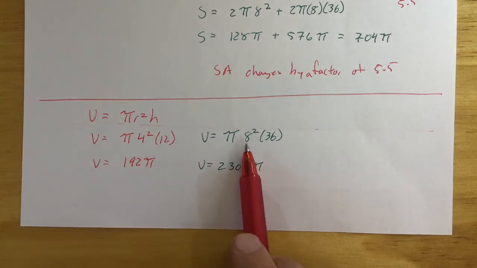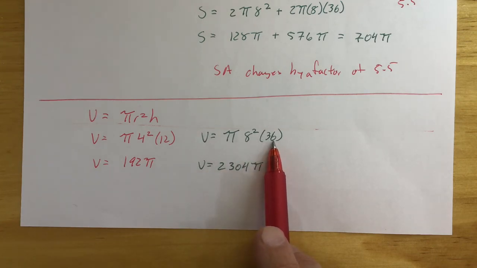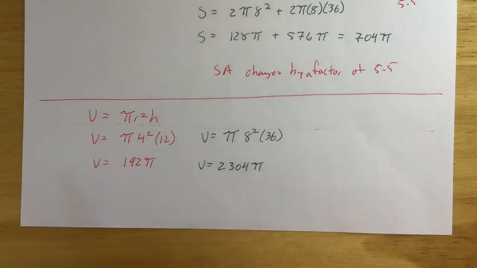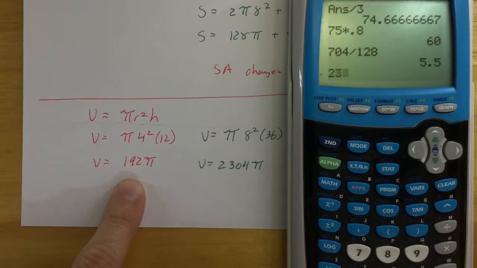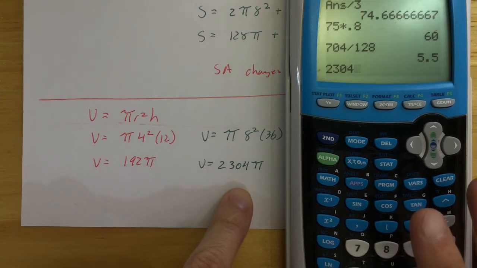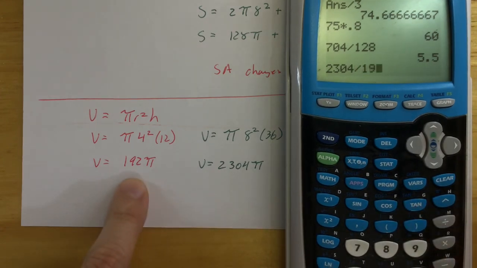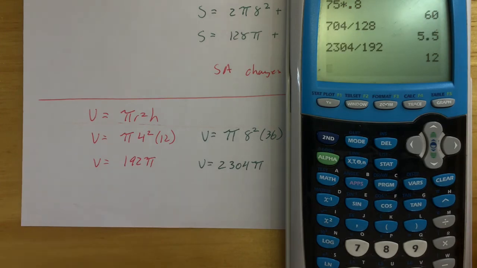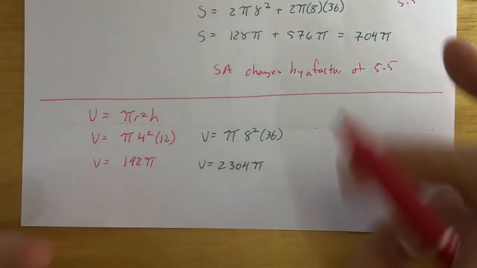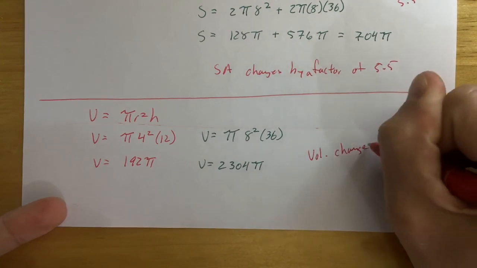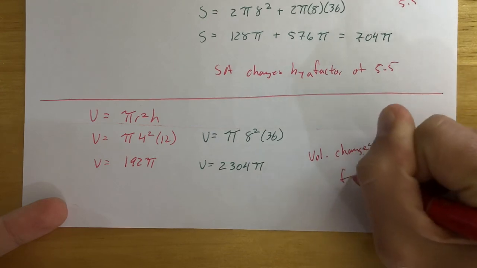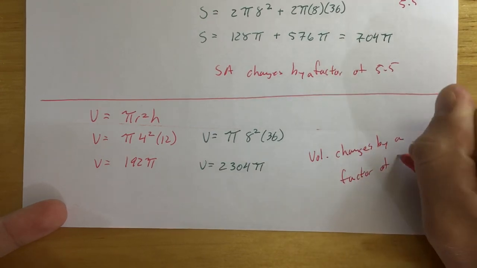The volume, when everything is changed, you've got the doubled up radius. You also have the tripled height. That's going to turn out to be 2,304 pi. So if we divide these two together, and you can just leave off the pi symbol when you divide. And if you divide those, you're going to end up with an even number of 12. All right, so the volume changes by a factor of 12.